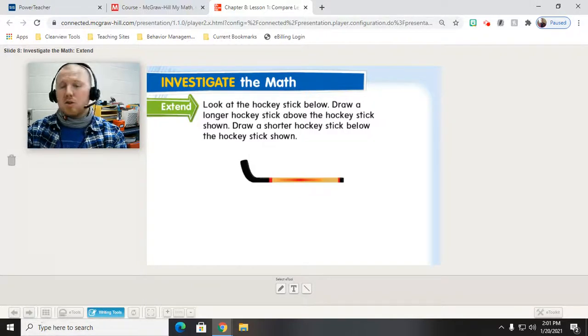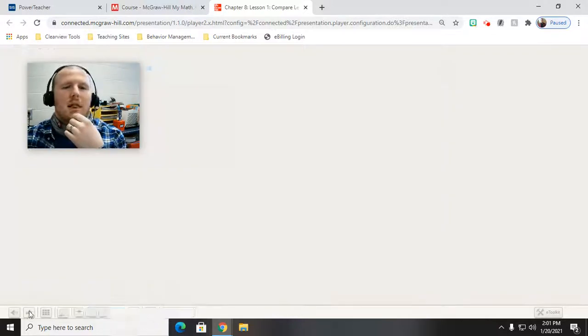Now, is yours the shortest crayons in the class? Maybe not. So you can't say I have the shortest crayons. You could say I have shorter crayons than her or shorter crayons than him, but you can't say that you have the shortest until you've compared all of the things. So let's go on to the next thing.